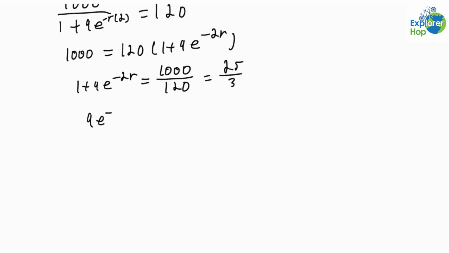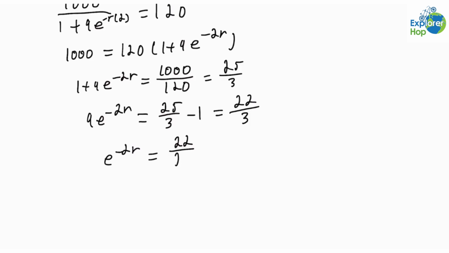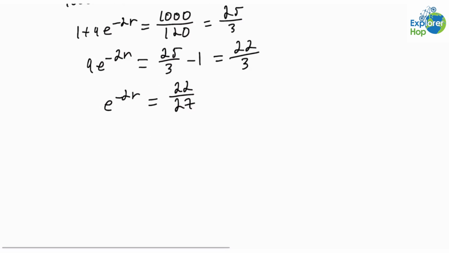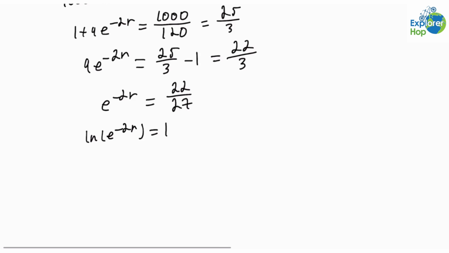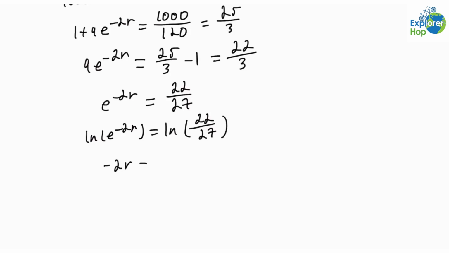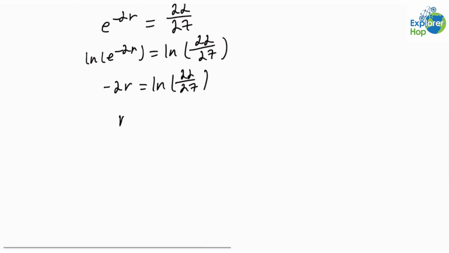So 9 times e to the negative 2r is equal to 25 over 3 minus 1, which gives us 22 over 3. So e to the negative 2r is equal to 22 over 27. And taking the natural logarithm on both sides, ln of e to the negative 2r is equal to ln of 22 over 27. So negative 2r equals ln of 22 over 27. So r is equal to negative 1/2 times ln of 22 over 27.